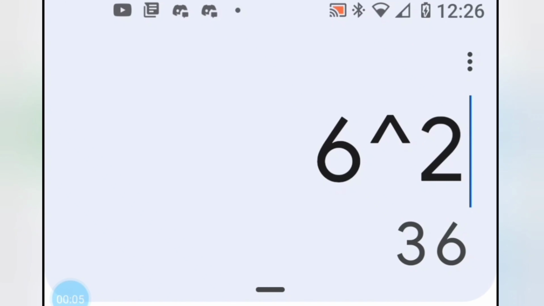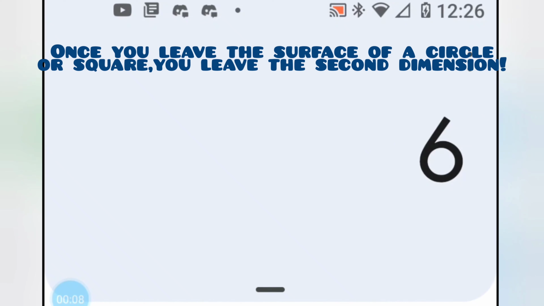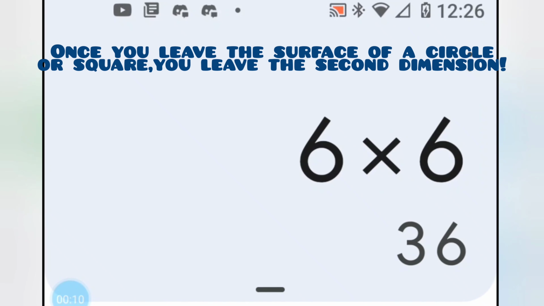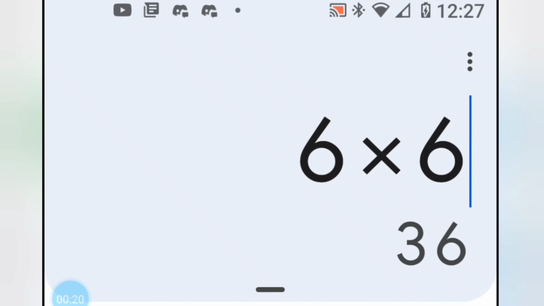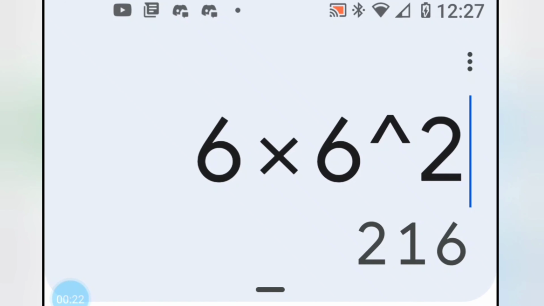Okay, so 6 squared, that's 2 dimensions. 6 times 6 is 36. That's 2 dimensions. If we add another function to that, we are adding another dimension. So that's for a square. Now let's try it on a cube. Okay, so 6 times 6 times 6 sides gives us the area of a cube of 216 square feet. So 6 times 6 squared, right? It's the same thing. So just to show you, double check.